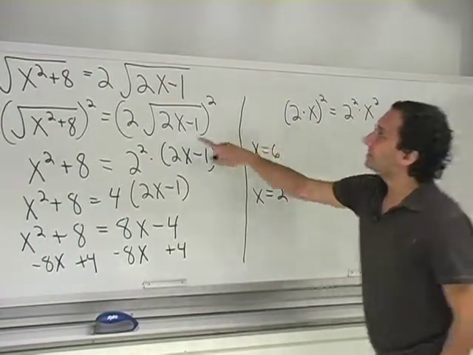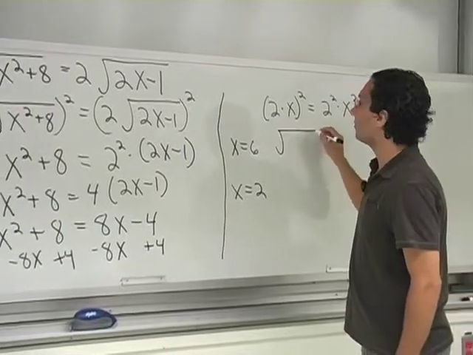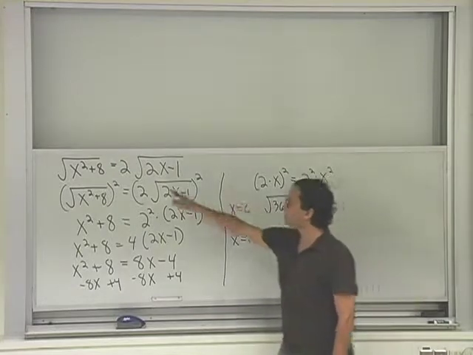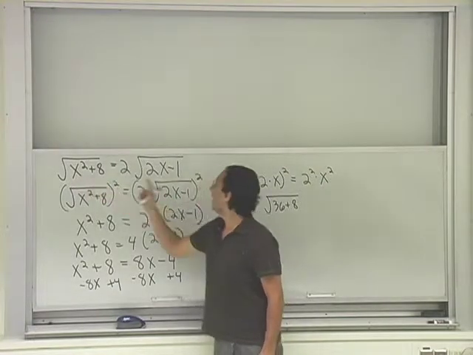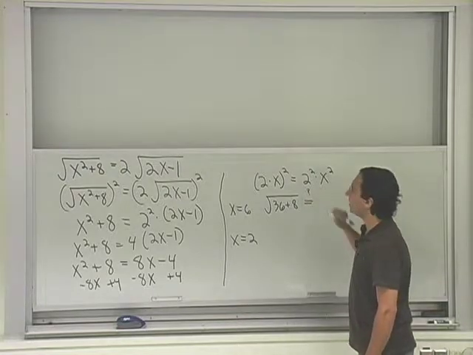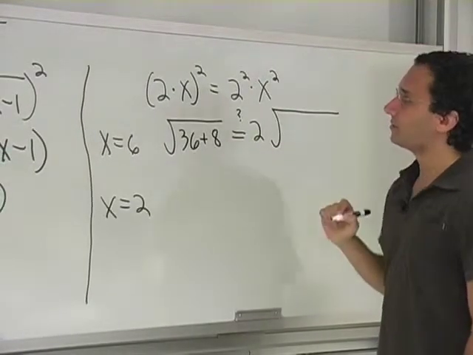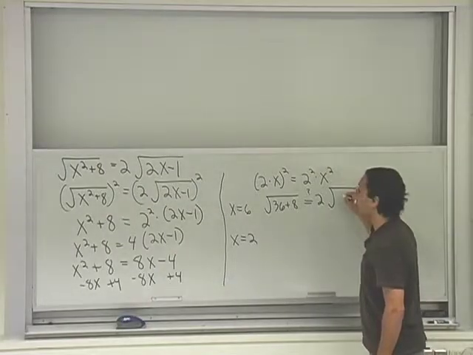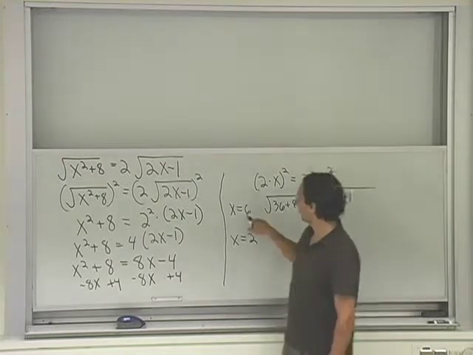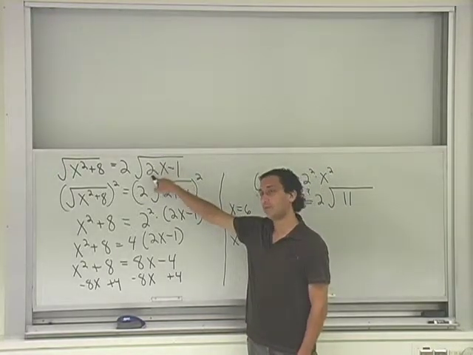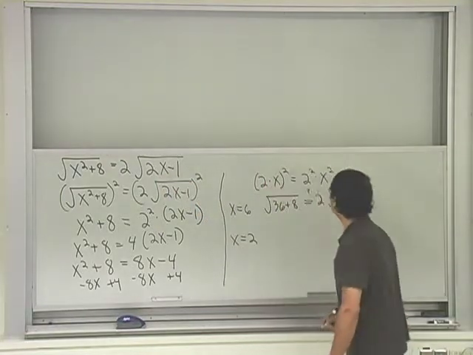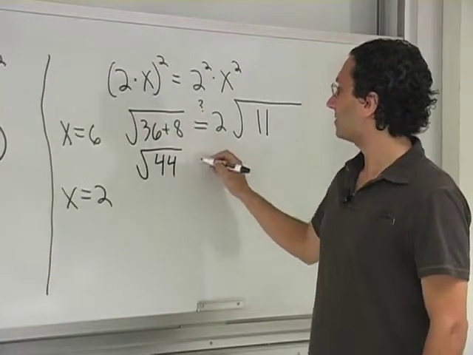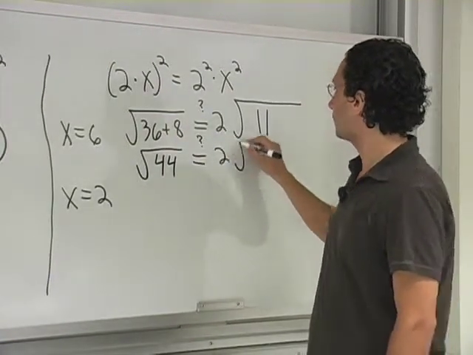So let's see. Plugging a 6 in, we get the square root of 36 plus 8. So I just took 6 squared. And we want to know, is that equal to 2 times the square root of taking the 6 and plugging it in? 12 minus 1, or 11. So again, I took the 6. 6 times 2 is 12. 12 minus 1 is 11. In other words, is the square root of 44, just adding these guys together, equal to 2 times the square root of 11?